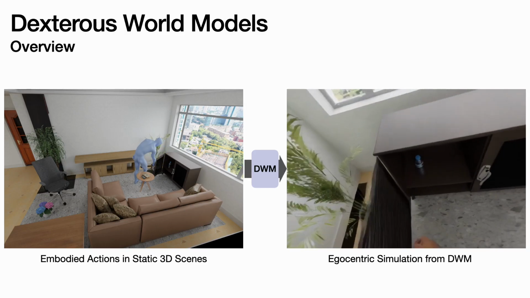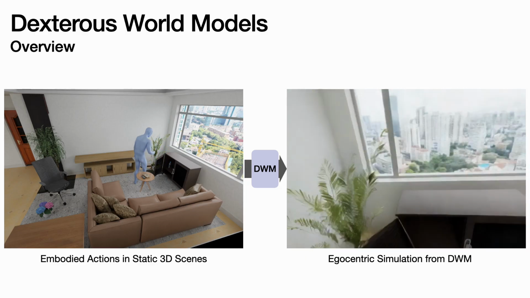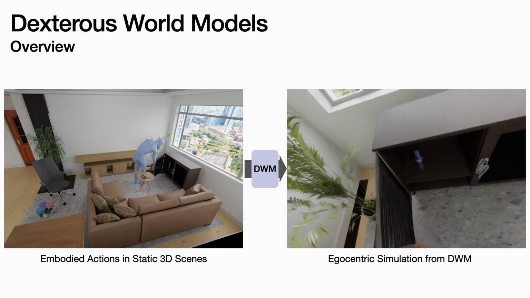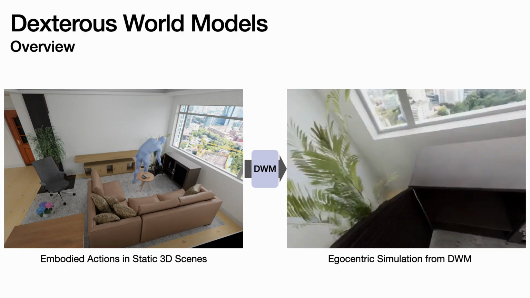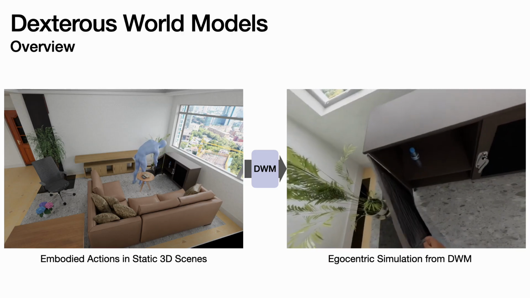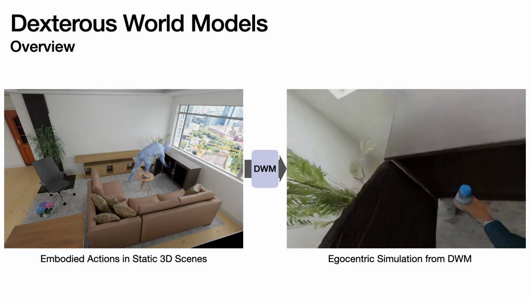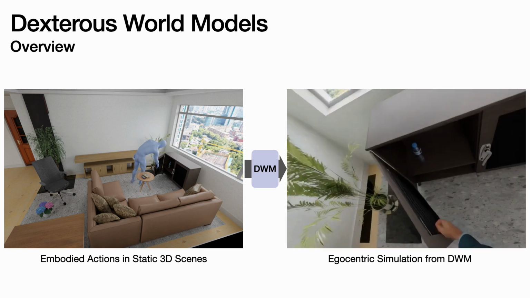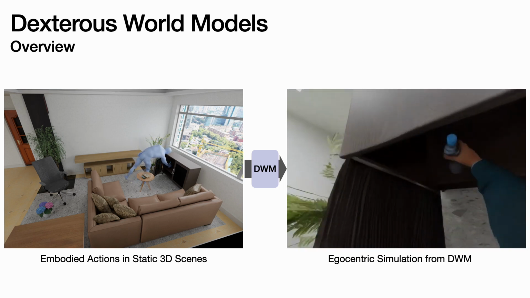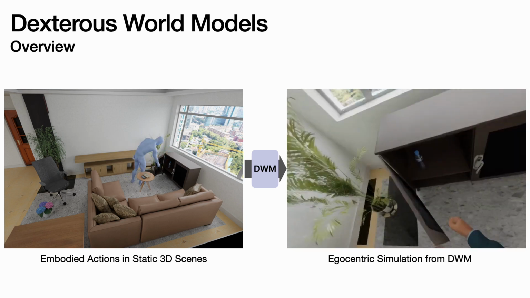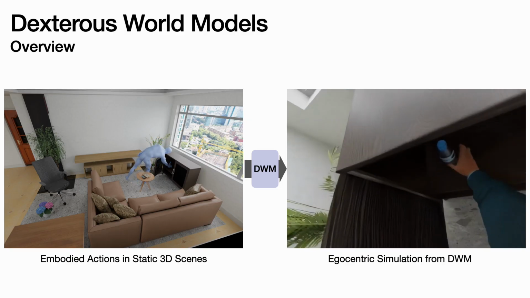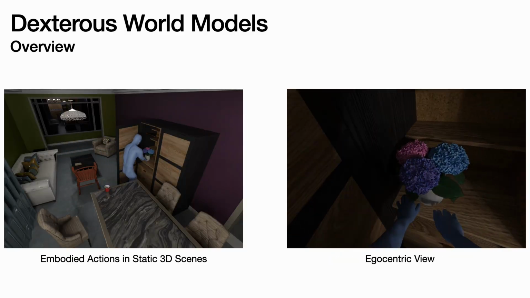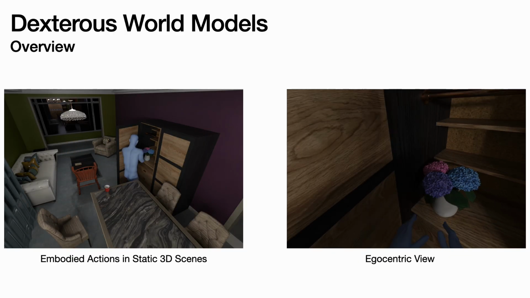Dexterous World Models, or DWM, takes the static scene and the embodied hand action as input. It then generates an egocentric simulation of the resulting interaction. The key idea is that the model should preserve the static parts of the scene, while generating only the dynamic changes caused by the action. Here are some other outputs of DWM in different scenes.